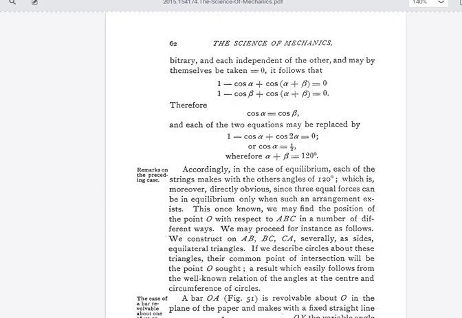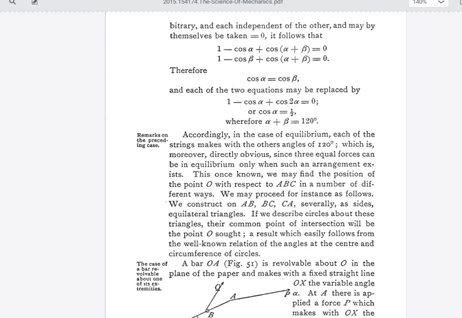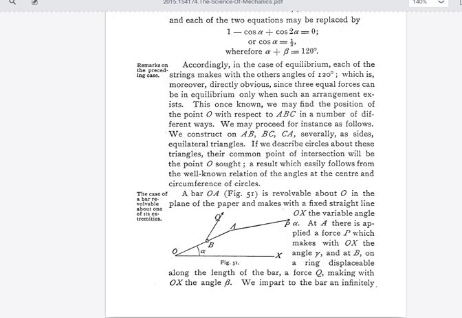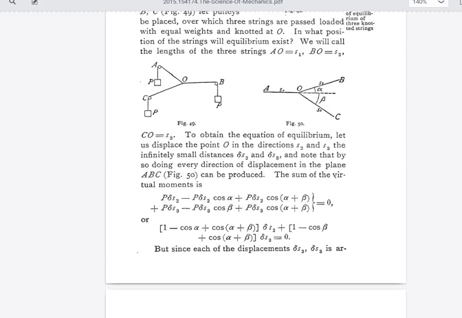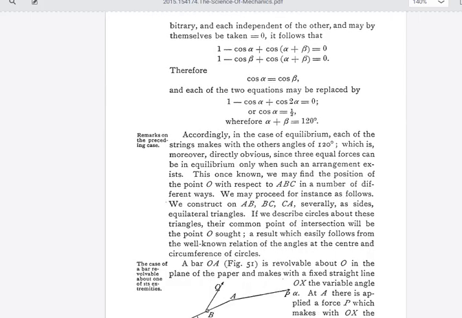This once known, we may find the position of the point O with respect to ABC in a number of different ways. We may proceed, for instance, as follows. We construct on AB, BC, CA severally as sides equilateral triangles. If we describe circles about these triangles, their common point of intersection will be the point O sought, a result which easily follows from the well-known relation of the angles at the center and circumference of circles.